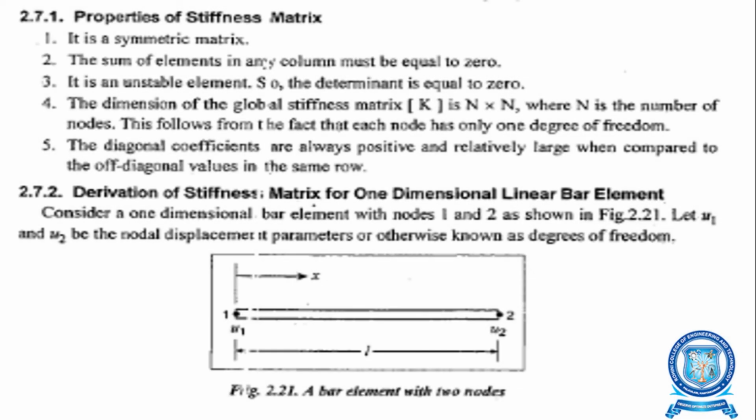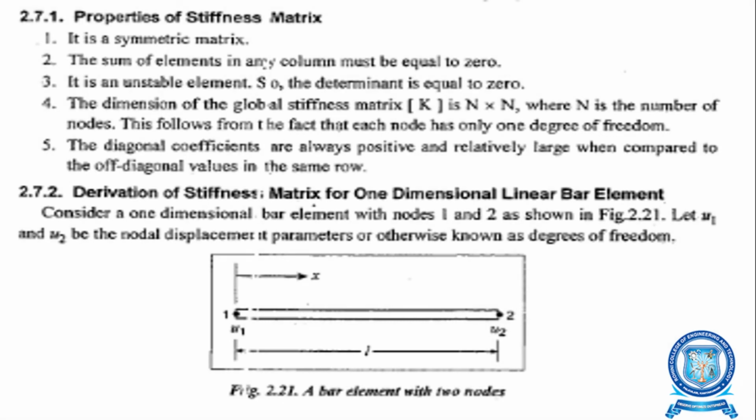Now we are going to see the properties of the stiffness matrix. The first one is, the stiffness matrix is always a symmetric matrix, and the sum of elements in any column must be equal to 0. In the stiffness matrix, when we add all the column values, we always get 0. So it is an unstable element, and the determinant of the stiffness matrix is always equal to 0.